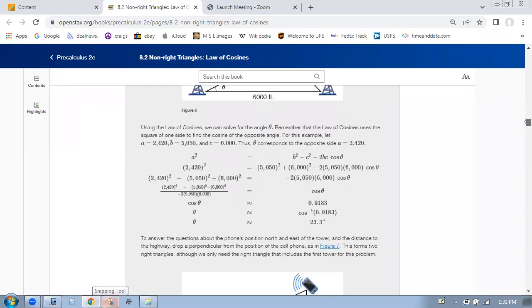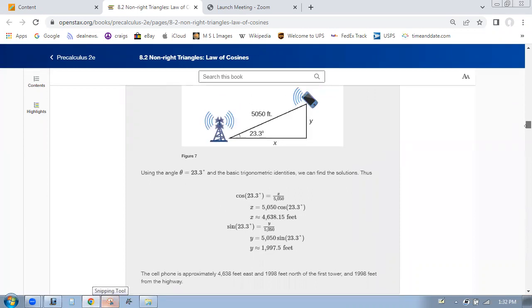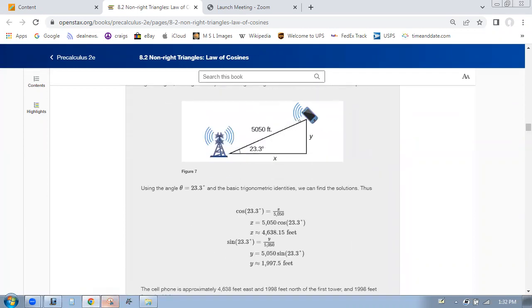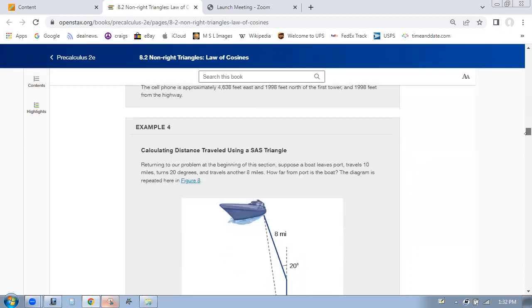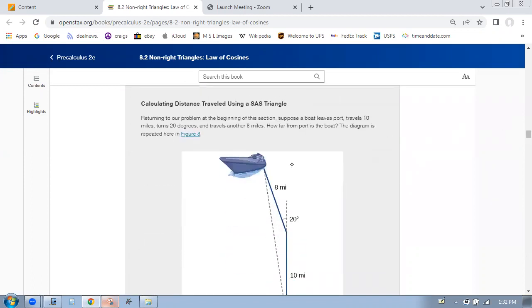So maybe there's another problem. See, there's the big triangle, and then they're like, no, it's the little triangle. The shared information is that side and that angle. Once you get that angle, the x and the y come right out. We've already done this one. This is the one they gave us at the beginning of class.